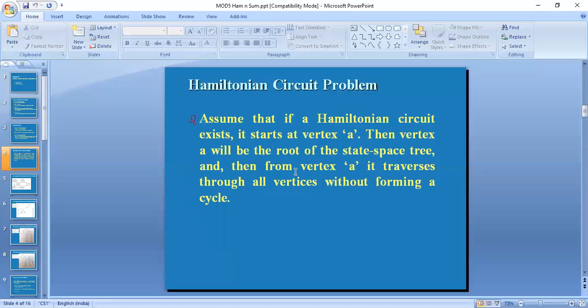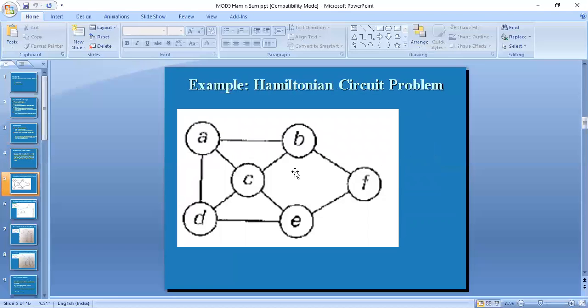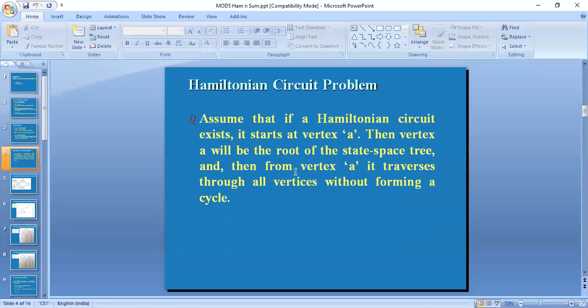We just take the path, or a circuit is created by starting with a particular vertex. We will be covering all the vertices exactly once and come back to the starting vertex. That is nothing but what is called the Hamiltonian circuit.